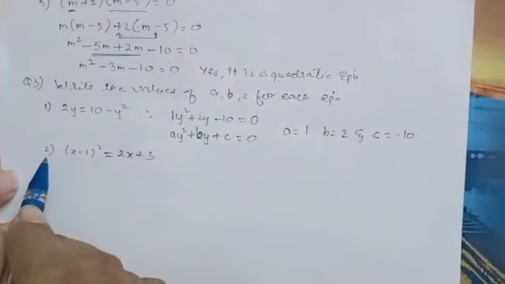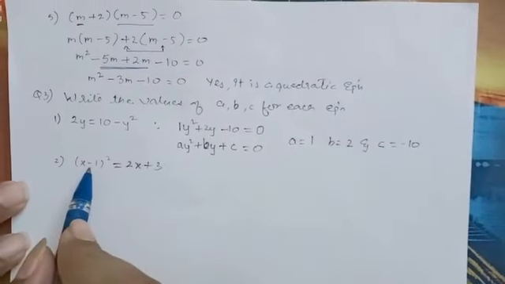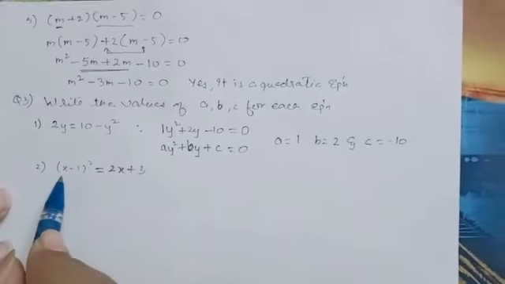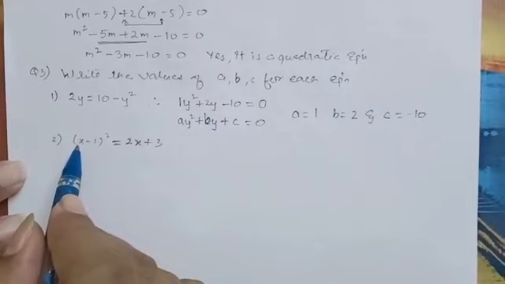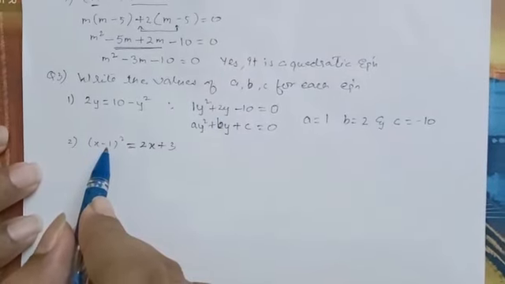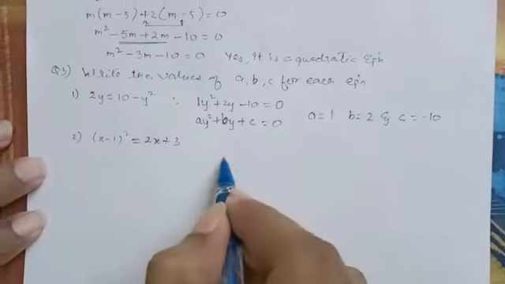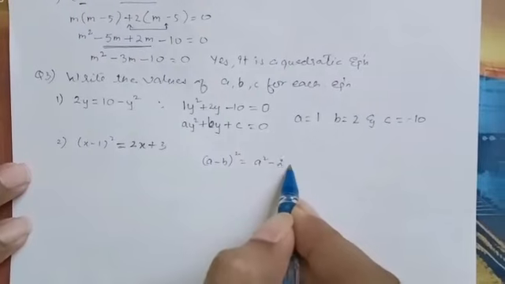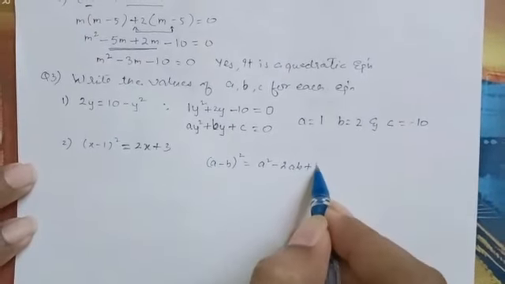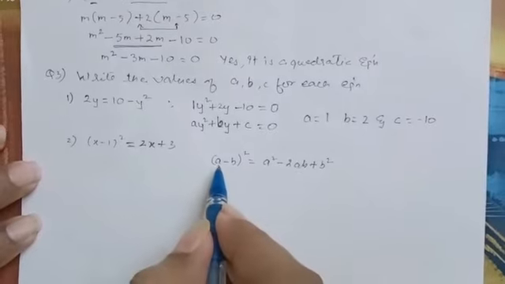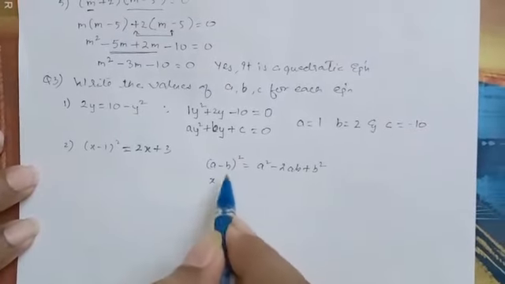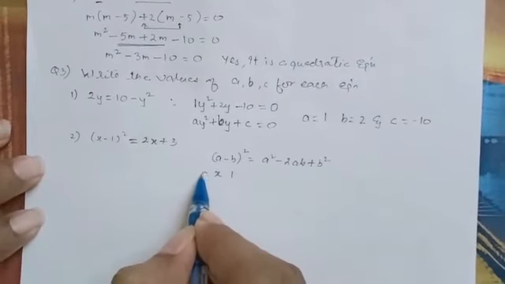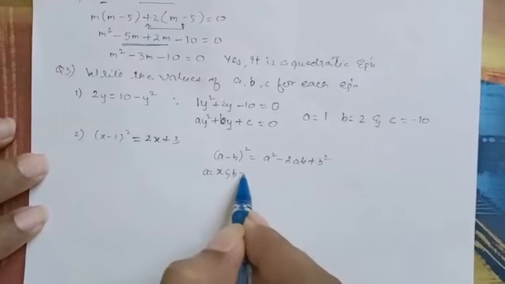So moving on to sum number 2, which is bracket x minus 1 the whole square is equal to 2x plus 3. If I see here, we can apply the formula a minus b the whole square, where a is x and b is 1. The formula for this is a square minus 2ab plus b square. So if I apply this formula, instead of a, here I have x, and instead of b, here I have 1.